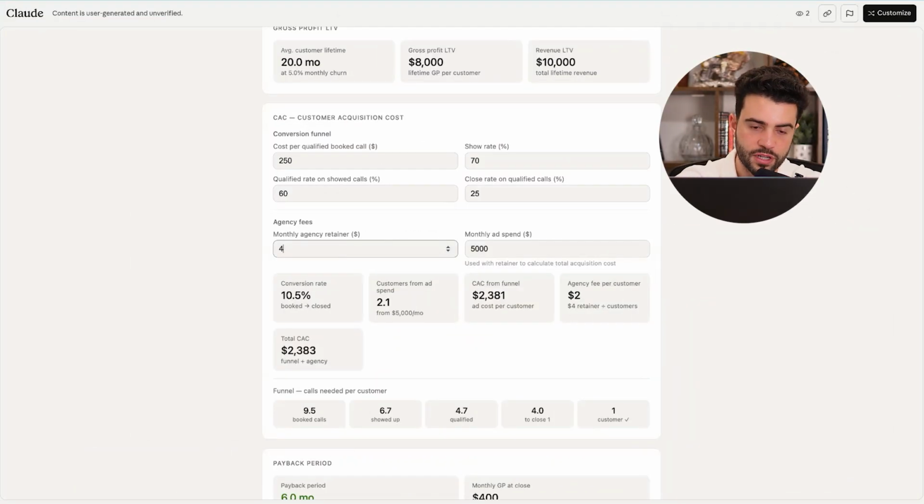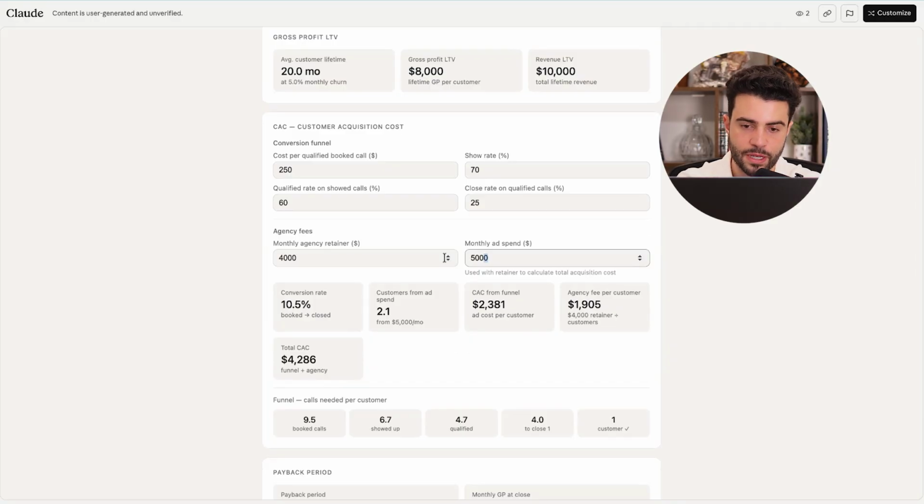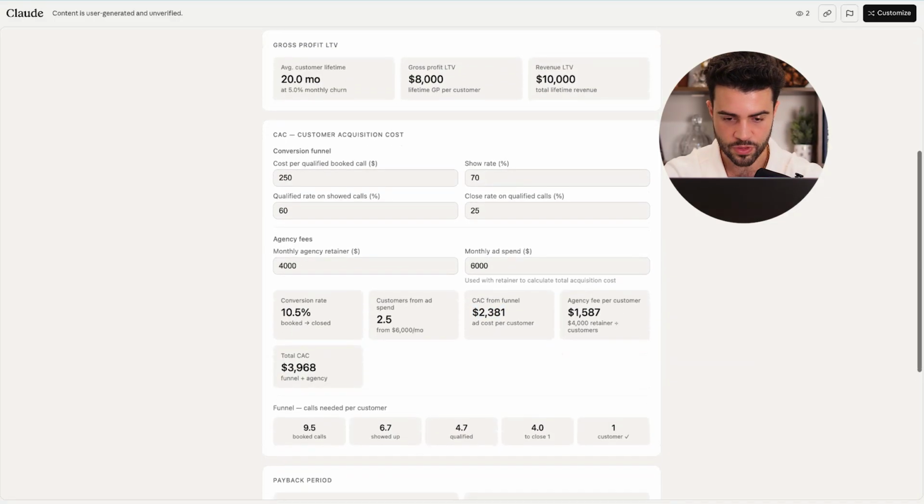If you are working with an agency or you have an internal hire managing the ads, now you can see how that affects things as well. So for example, like I said, if you were to bump up your ad spend, let's say to 10,000, now all of a sudden your total CAC gets brought down because your overall monthly retainer and your ad spend have a better blended cost per call. So that would be $3,300, right? Is your total CAC. But your CAC from your funnel stays exactly the same. Let's just put this back at 6,000 here so that we can keep moving through the exercise itself.